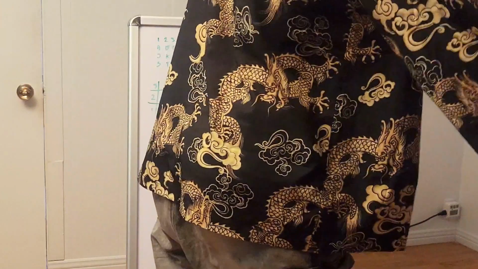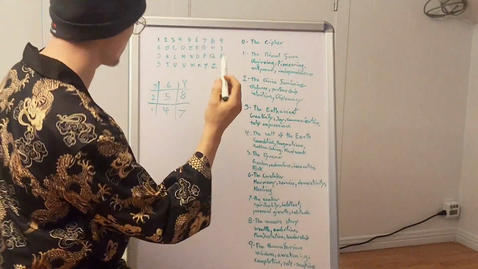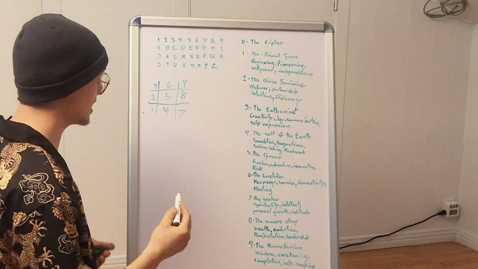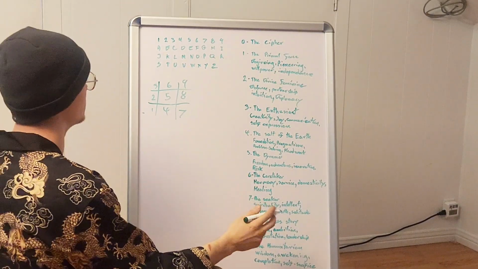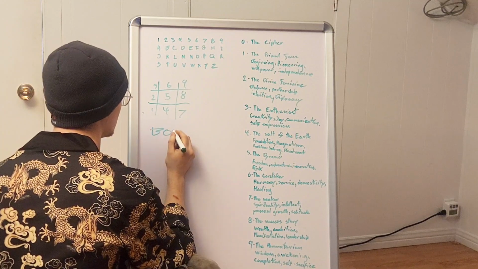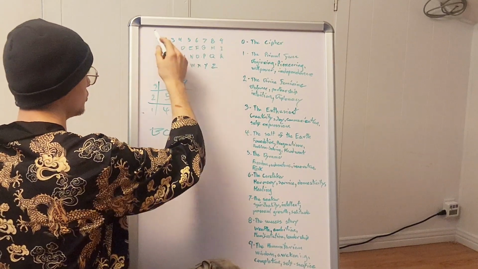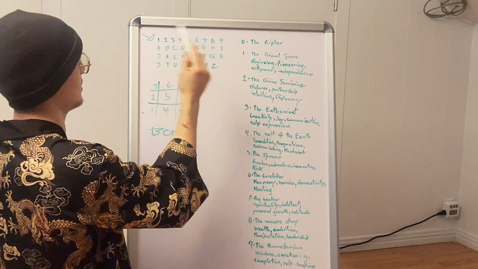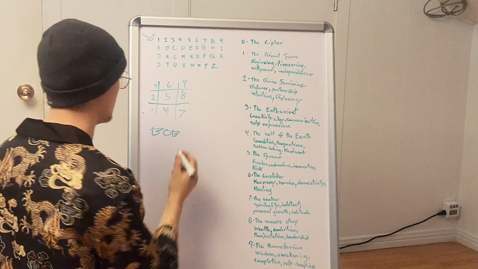I'll give you today another tip about numerology, and it's working with the same method. But this time you will use your name. So let's say this person is called Bob Marley.